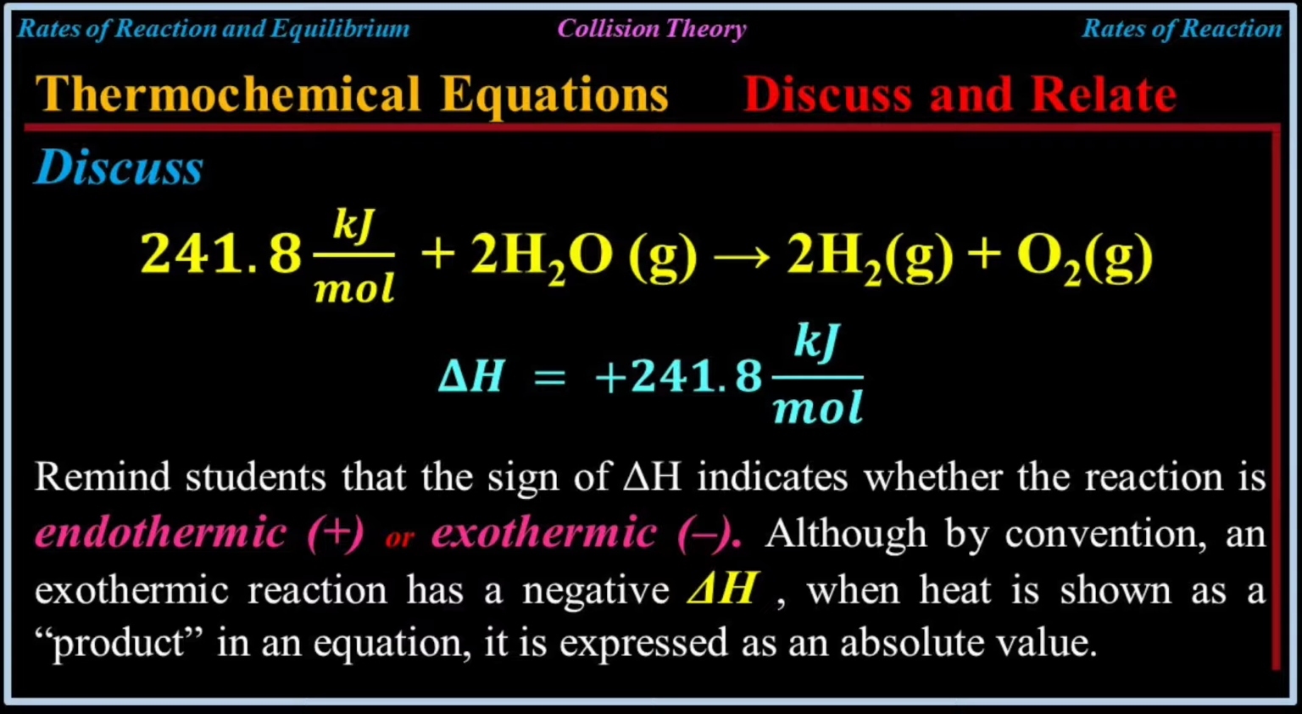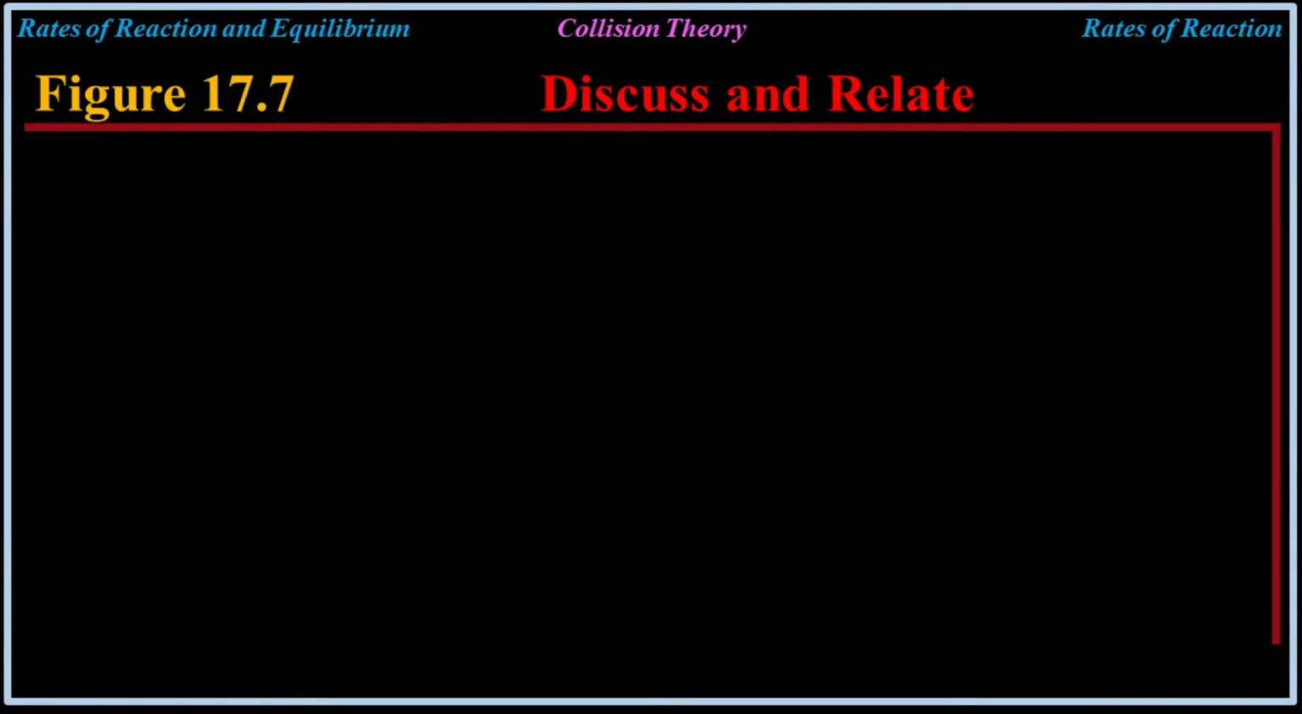Remind students that the sign of the delta H indicates whether the reaction is endothermic or exothermic. Although by convention an exothermic reaction is a negative delta H, when heat is shown as a product in an equation, it is expressed as an absolute value.